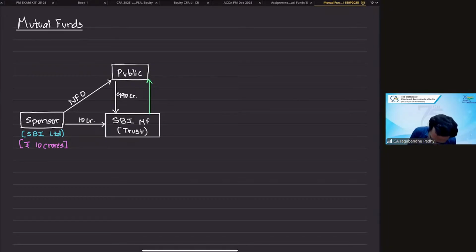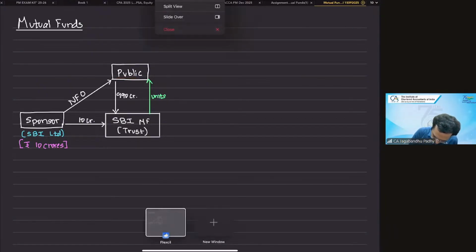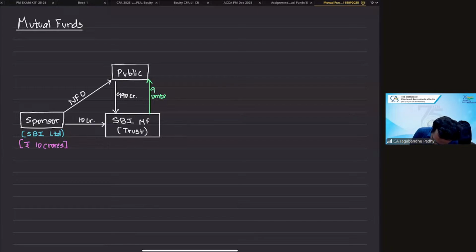Mutual fund is going to give units to the public. When the public has given 990 crores to the SBI, in its return, mutual fund is going to provide units to the public at large. Maybe we can think of 99 crore units. So SBI Mutual Fund Trust is going to be entrusting 99 crore units to the public at large. That's how your SBI Mutual Fund Trust has given the units.